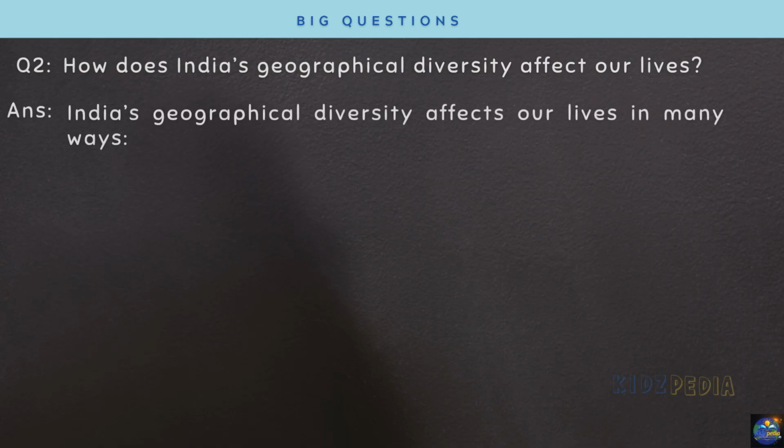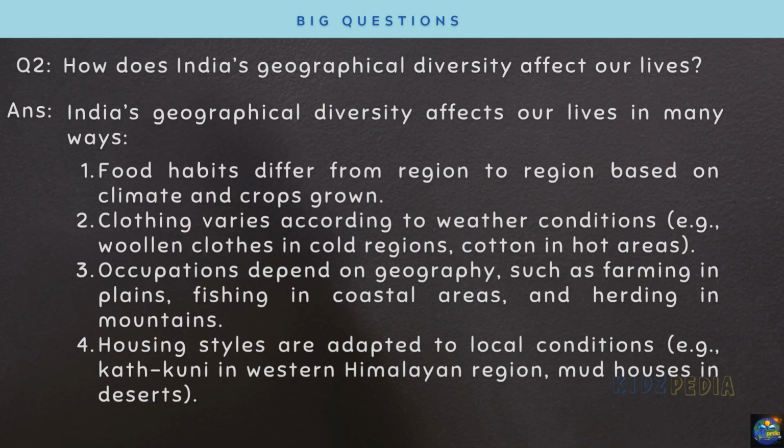So, you can write the answer like, India's geographical diversity affects our lives in many ways. Food habits differ from region to region based on climate and crops grown. Clothing varies according to weather conditions. Example, woolen clothes in cold regions and cotton in hot areas. Occupations depend on geography such as farming in plains, fishing in coastal areas and herding in mountains.